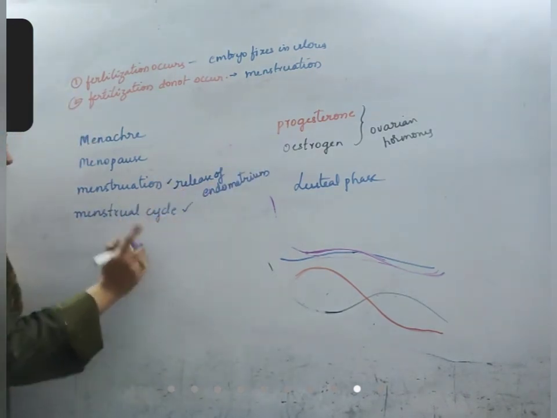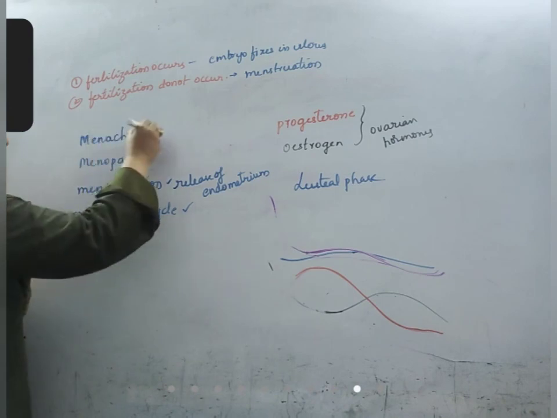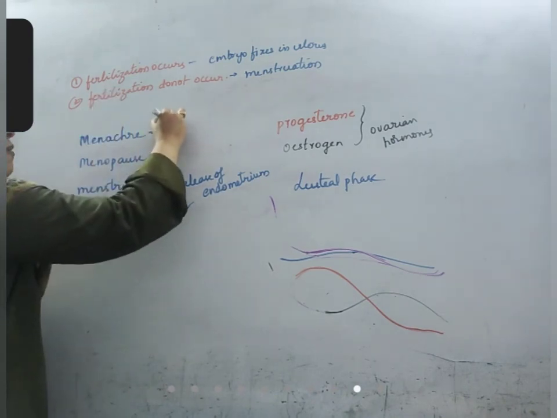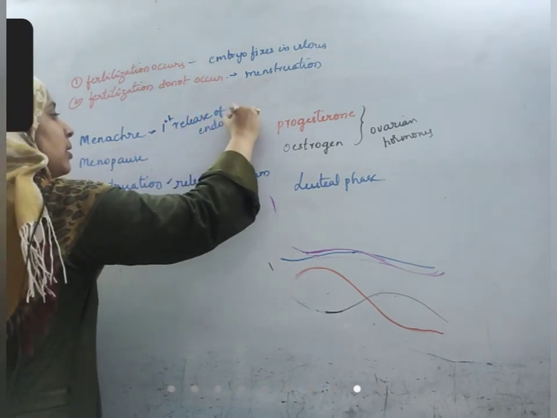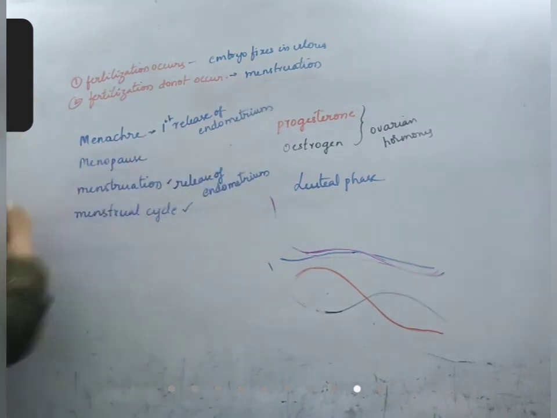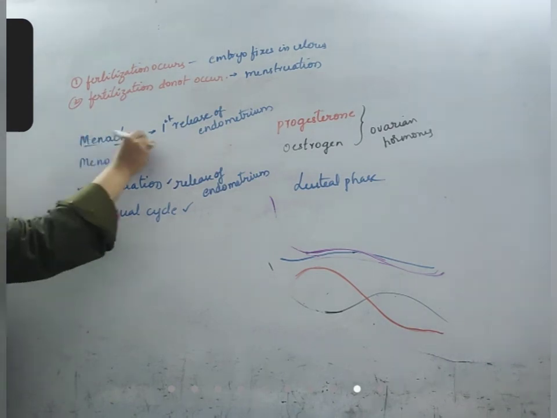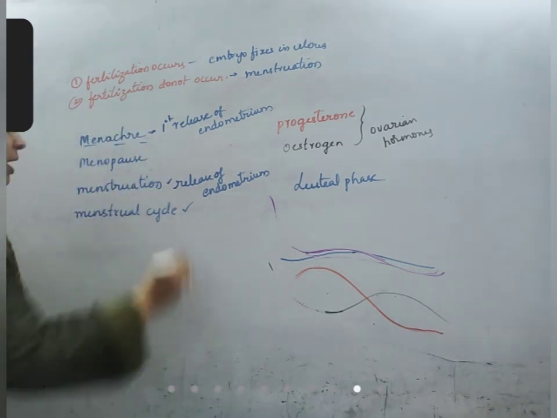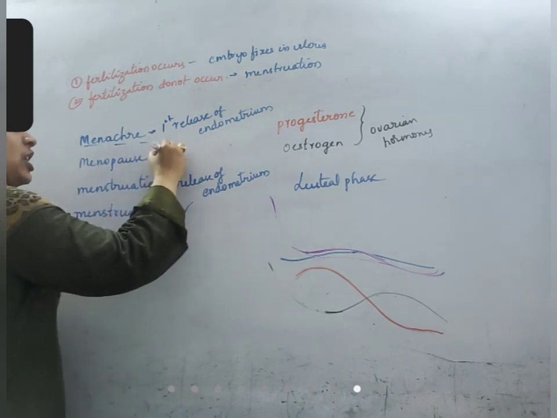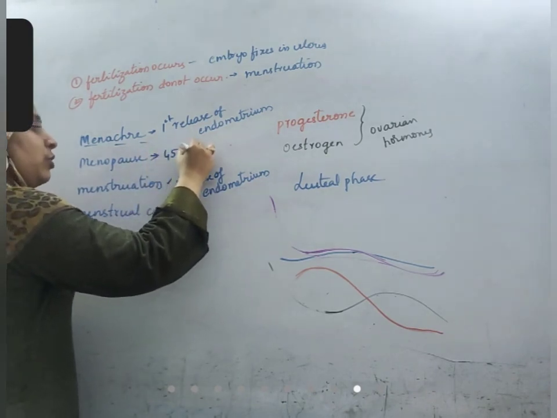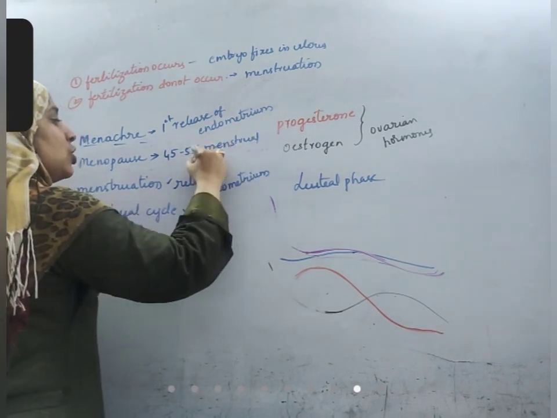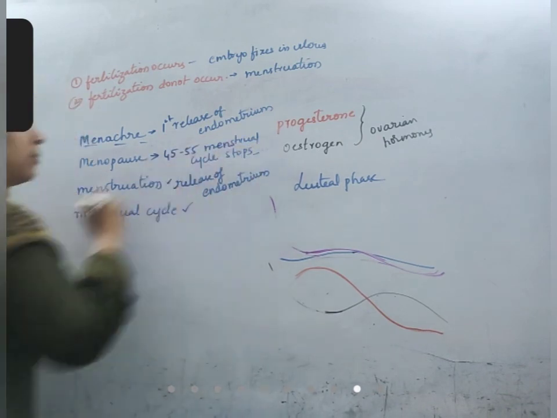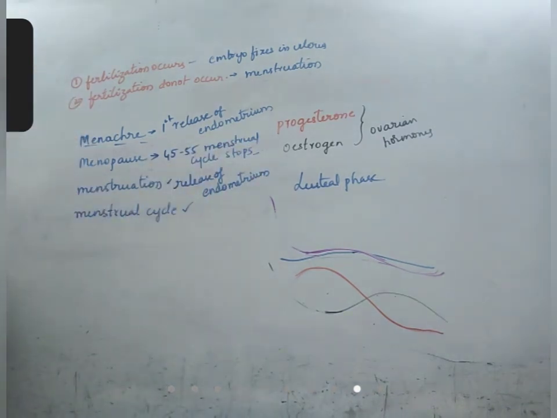This release of endometrium occurs at every cycle, but when it is released for the first time, the first release is called menarche. This is a signal that the female reproductive system has become functional. Menopause is a stage after 45 to 55 years. The menstrual cycle stops. That means the reproductive system becomes inactive. That stage is called menopause.